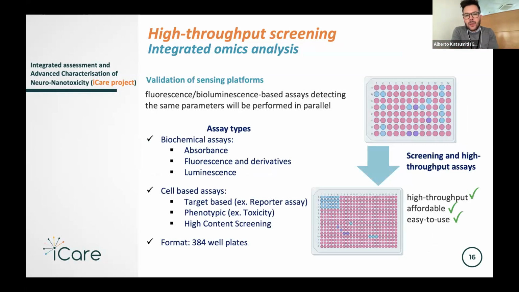So the main idea here with these assays, and also at some point with in vitro models, is to try to miniaturize the systems as much as we can. Because we know that, for example, some of these models can be used in 24 well plates, and also sometimes in 96 well plates. But as much as we can, we want to move towards a more high throughput system. So we are talking about plates, for example, of 384 wells.